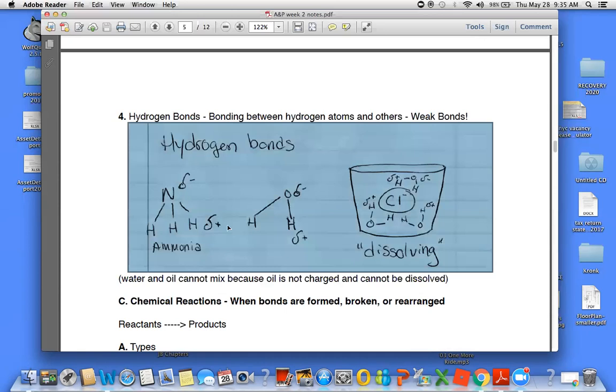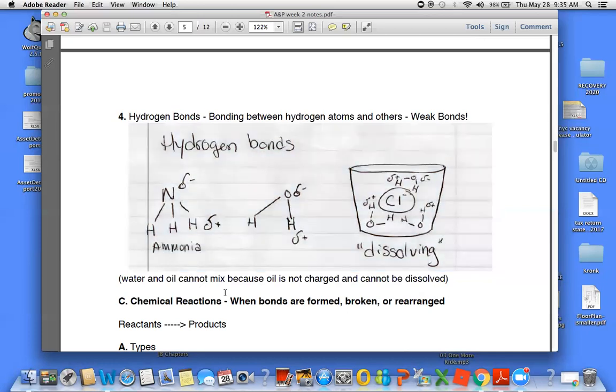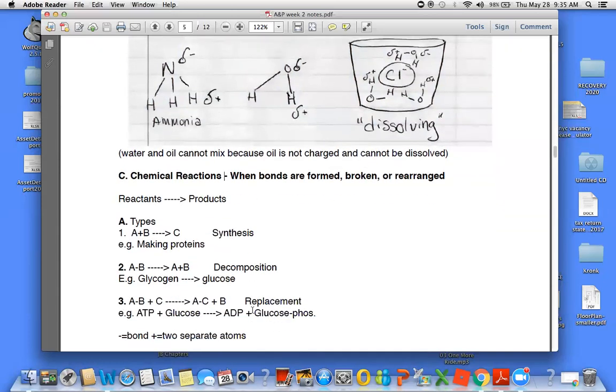That's why our lungs would collapse if we didn't have surfactant to keep the hydrogen bonds of the water from collapsing our lungs. Surfactant keeps them held apart. Water and oil cannot mix, and that's a very important principle for the next lecture because oil is not charged and cannot be dissolved. And that's why you have to process in the liver the fat that you eat to be able to have a charge on it to travel through your bloodstream, which is mostly water. All right, so that's the dissolving process.